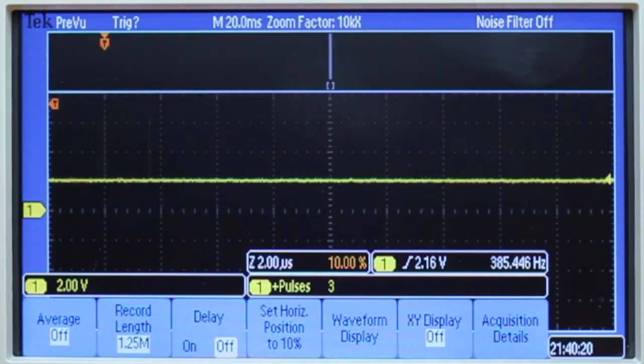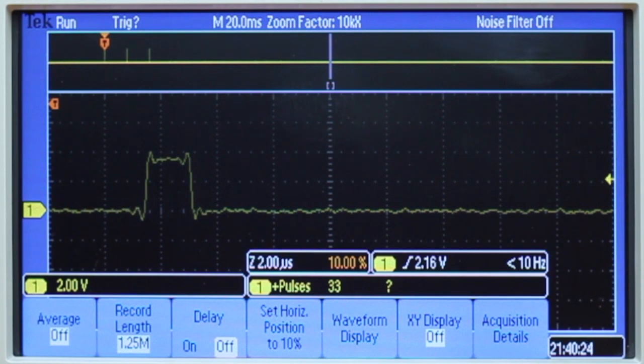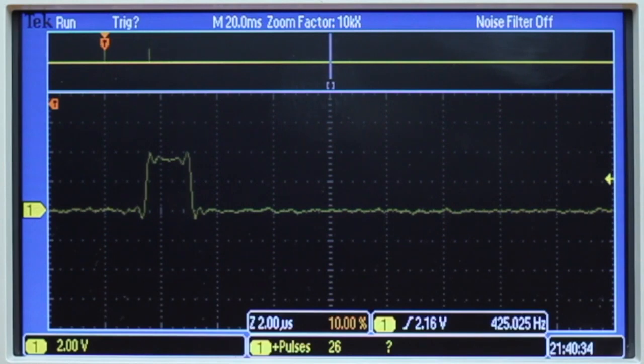But then, when we try to zoom back into this, even though we're in full memory depth at over a million points, sometimes in this mode we miss the pulse in the middle or see the gap. We never actually capture all three pulses. And the Tektronix is really unable to measure all the pulses or capture all the pulses in the long sequence.